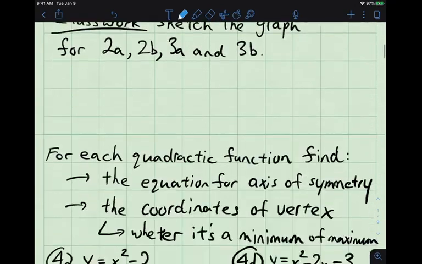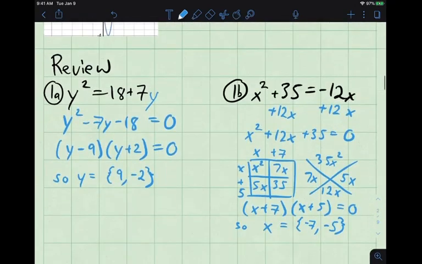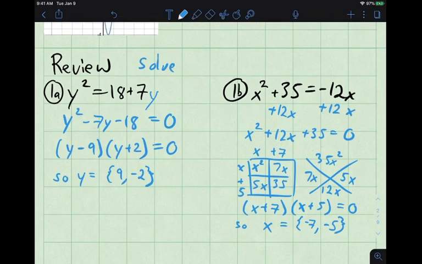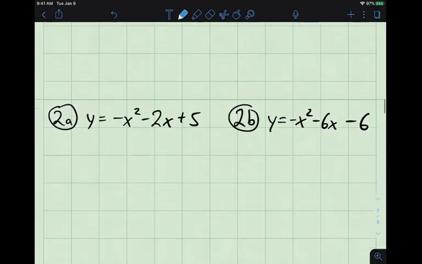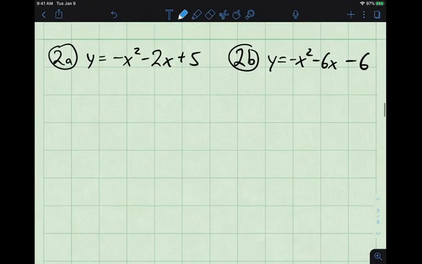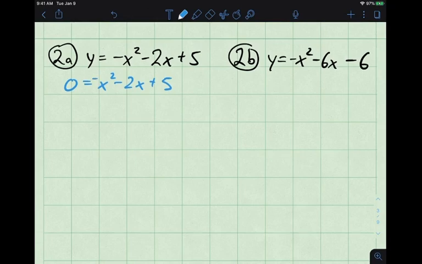So I'm adding in a couple more directions as I forgot to do that. Here's 2a and 2b. We can set y equal to 0, so this becomes factorable. I think for this particular problem, negative.